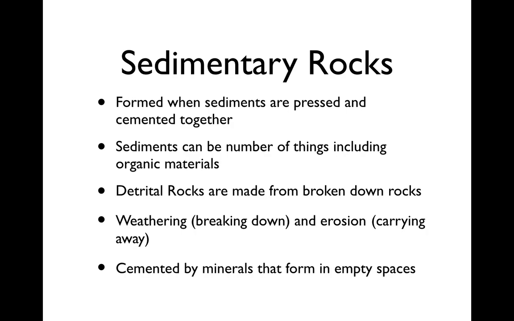First, let's talk about sedimentary rocks. You need to know that they are formed when sediments are pressed together and they are cemented together. They are cemented together by minerals that form within those empty spaces. What can happen to form the sediments is you get weathering, which is the breaking down, and erosion, where that is carried away. That can be carried away into different areas that can form the sedimentary rocks in different areas. So to get sedimentary rocks, you have to have weathering and erosion to form sediments. Then those sediments are compacted and cemented together. That's how you get sedimentary rocks.